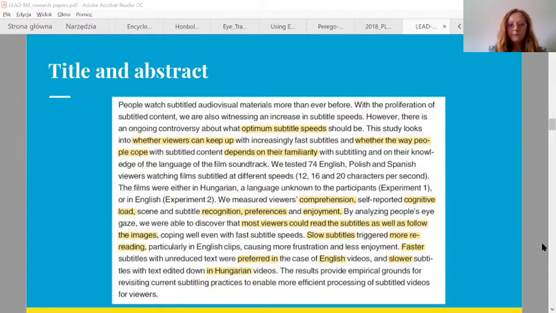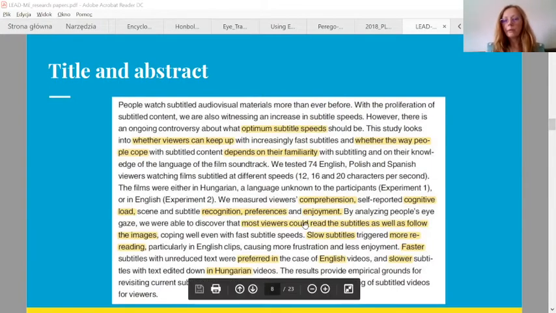Faster subtitles were preferred in the case of English. Slower subtitles were preferred in the case of Hungarian videos. Okay, so I'm saying, okay, language familiarity does affect the preference for subtitles, actually, right? Very interesting. And then the last sentence is, the results provide some grounds for revisiting something. This is just implications of the study. It does not really add anything to how the paper was structured.